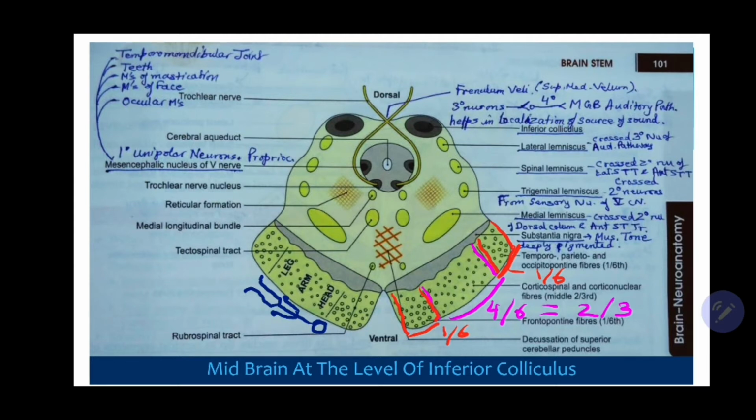Then not only the muscles, right, but from the root of the teeth, the teeth being embedded in the socket, proprioceptive sensations are also brought in here, and from the temporomandibular joint also sensations are brought in through the mandibular nerve. Then from the muscles of facial expression, including platysma and all the muscles of the face and the muscles of the scalp, which are from the second branchial arch, innervated by the facial nerve, sensations are brought in here.